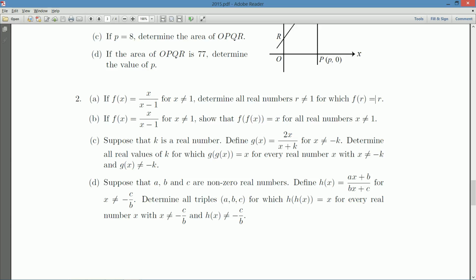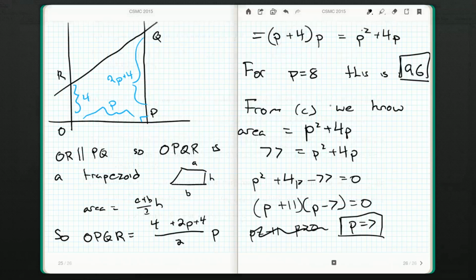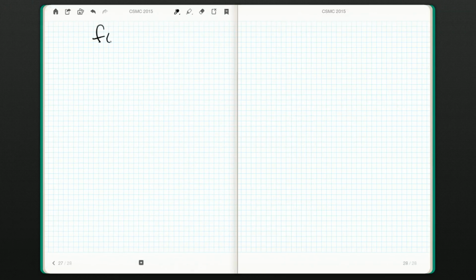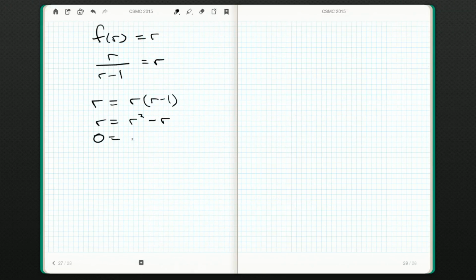Alright, well, we got just an equation here to set up, so let's work it out. We know what f of r is. We can write that out. So we want f of r to be equal to r. Well, that's r over r minus 1. So we can multiply by r minus 1 on both sides, and we'll get r is equal to r squared minus r. We can bring the r over here, so we get 0 is equal to r squared minus 2r.